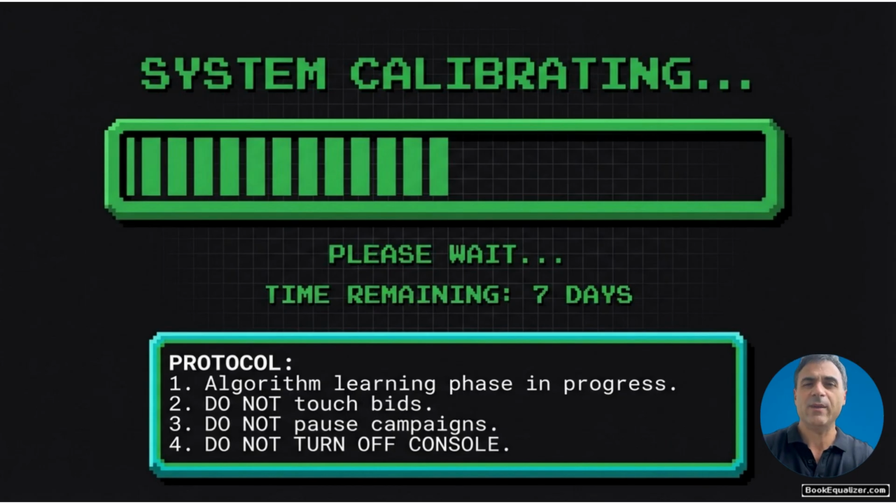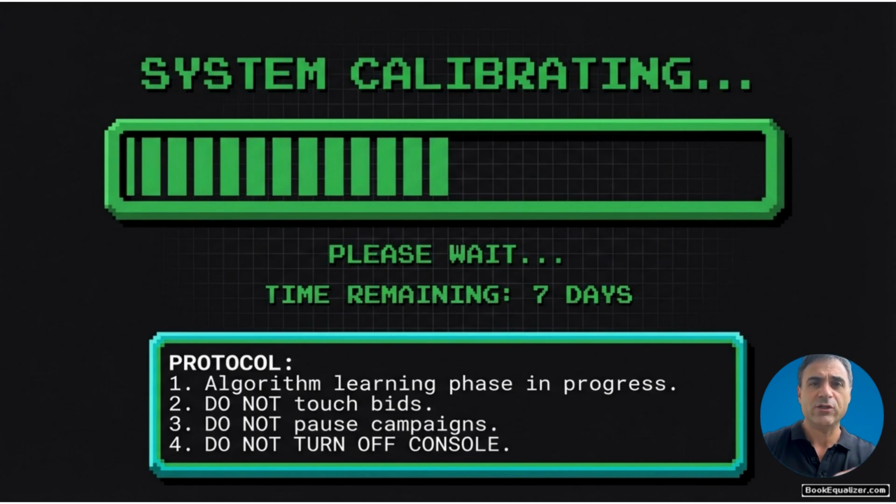System calibrating. Please wait. Time remaining 7 days. Here's the protocol during the algorithm learning phase. This is critical. Do not touch anything. Rule 1. Algorithm learning in progress. Amazon's machine learning needs time to understand your campaigns, understand who clicks, who converts, who bounces. Give it time.